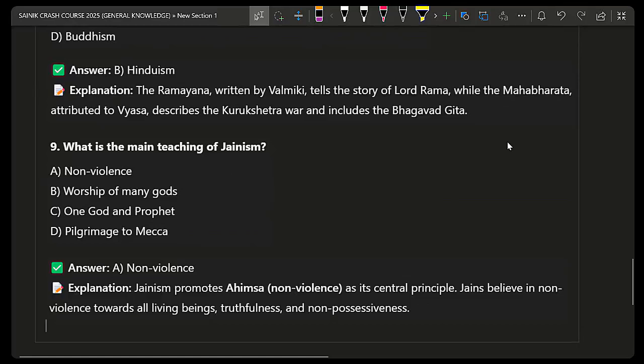Jainism promotes ahimsa, that is non-violence, as its central principle. Jains believe in non-violence towards all living beings, truthfulness, and non-possessiveness. Next question.